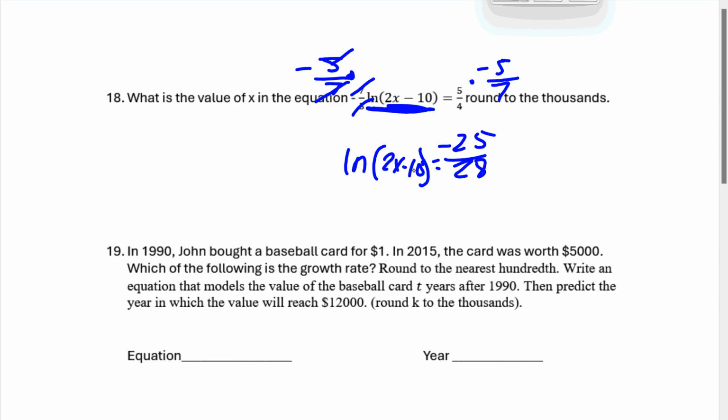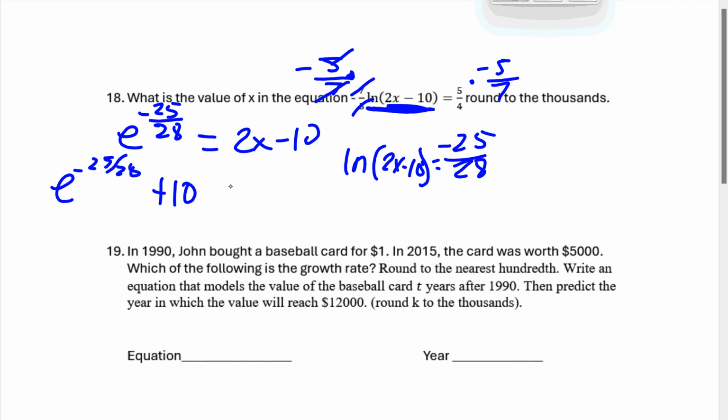Okay, so now I can switch to exponential form, right? So e raised to the fraction -25 over 28 equals 2x minus 10. So then I'm going to add 10 to both sides. 25 over 28 plus 10 equals 2x, and then I'm just going to divide by 2. So let's figure out what that is.